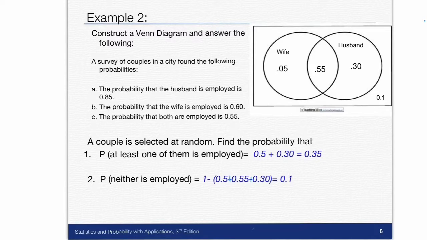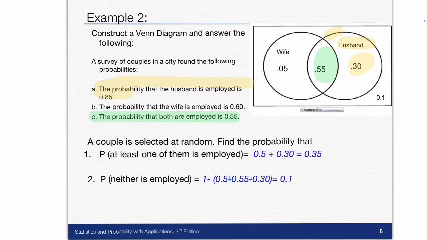So again, you start with your two circles and your rectangle that borders them. And I would start with the intersection of the two probabilities, okay? So this is the intersection statement right here. Probability that both are employed is 0.55, so I start there. And then I kind of go back to the beginning. What did it tell me first? The probability that the husband is employed is 0.85. So if I make the circle on the right husband, I know that these two probabilities have to add up to be 0.85. So I take 0.85 and I subtract 0.55 and I'm left with 0.30.